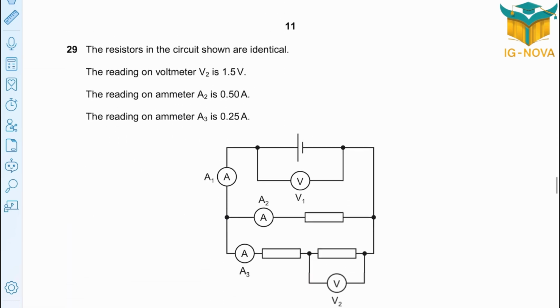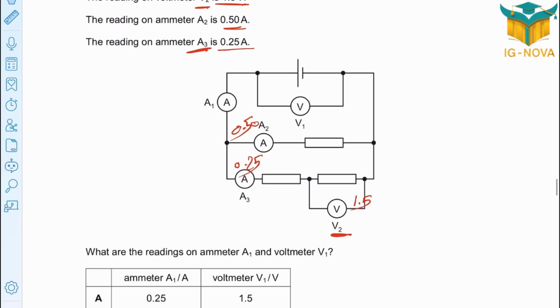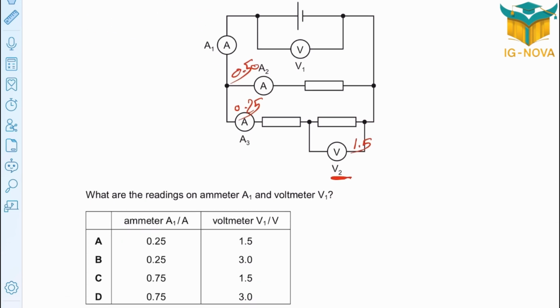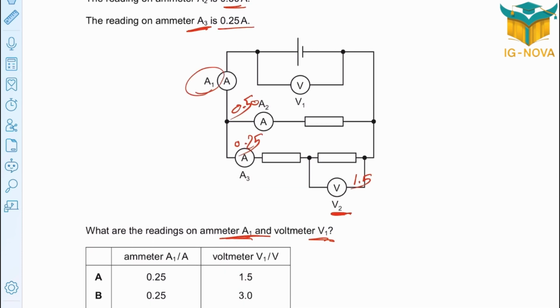Now, question 29. The resistors in the circuit shown are identical. Reading of voltmeter V2 is 1.5. The reading of ammeter A2 is 0.50, and the reading of A3 is 0.25. For that, he asked here, what is the reading of A1 and V1? How to get the reading for A1 and V1?